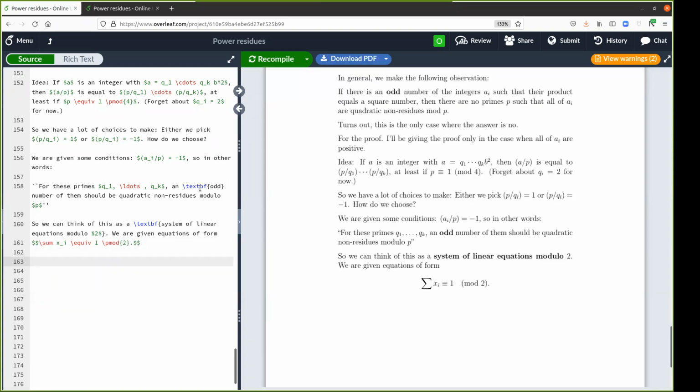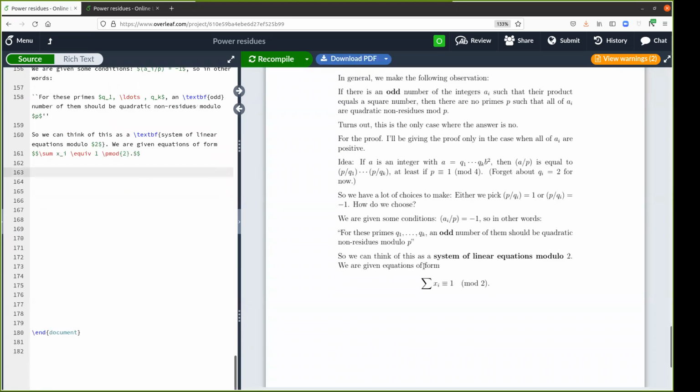So we have some type of equations of the form: the sum of these variables should be 1 modulo 2. So here xi is 1 if we pick qi to be a quadratic non-residue modulo p, and 0 if we take qi to be a square modulo p. Okay, and now the question is, when is such a system solvable?